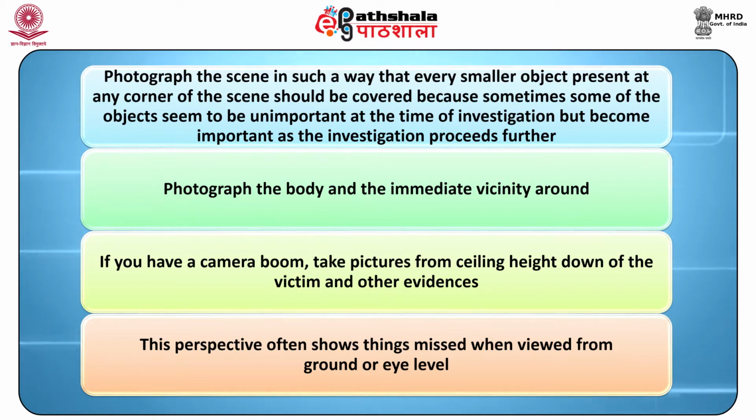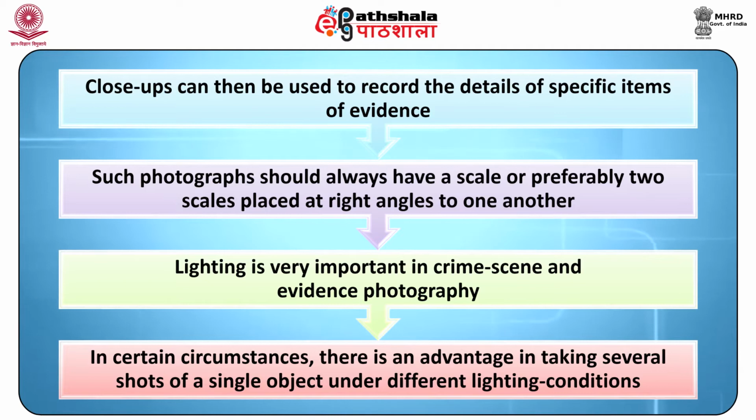If you have a camera boom, take pictures from the ceiling height down of the victim and other evidence. This perspective often shows things missed when viewed from the ground or eye level. Close-ups can then be used to record the details of specific items of evidence. Such photographs should always have a scale, and preferably two scales placed at right angles to one another.